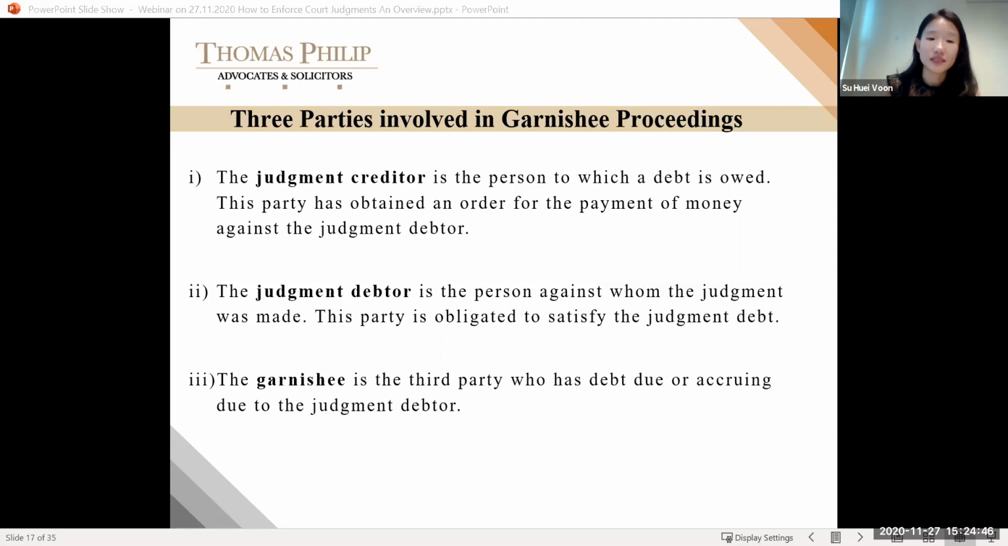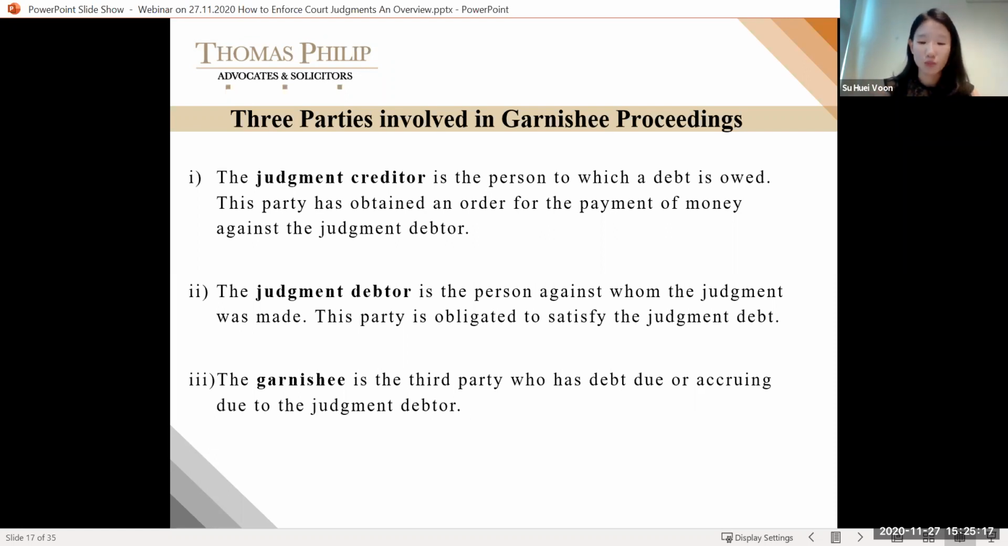Now the third party here is the Garnishee. This is the third party who has a debt due or accruing due to the judgment debtor. The phrase debt due or accruing due is important because what can be garnished is what's called an actionable debt between the judgment creditor and the judgment debtor. Actionable debt means the debt must actually be owing. So it's not something that's prospective in nature.